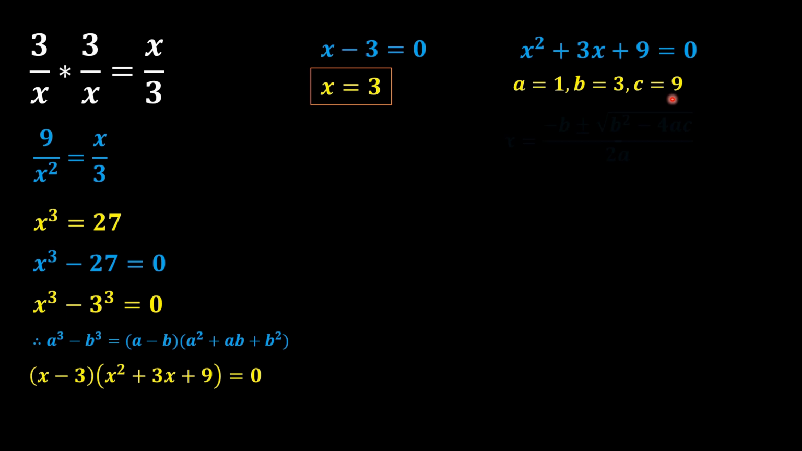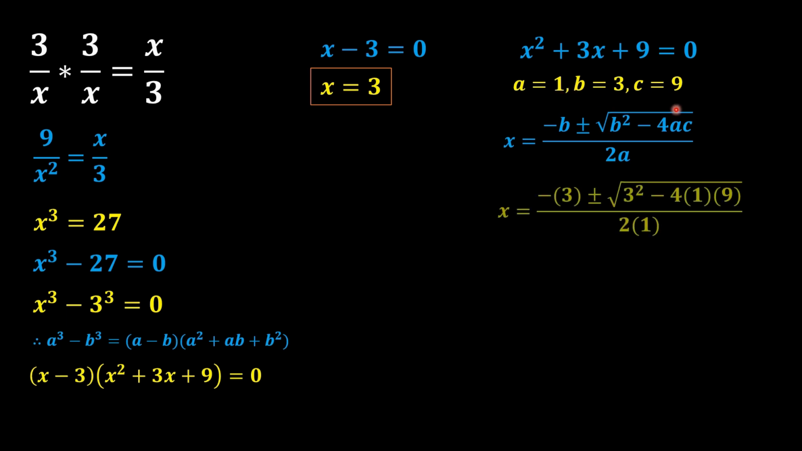Now as we know that the quadratic formula is x is equal to minus b plus minus under root b square minus 4ac upon 2a. And we should replace this b, a and c with 3, 1 and 9. As a result we should get x is equal to minus 3 plus minus under root 3 square minus 4 into 1 into 9 over 2 into 1.